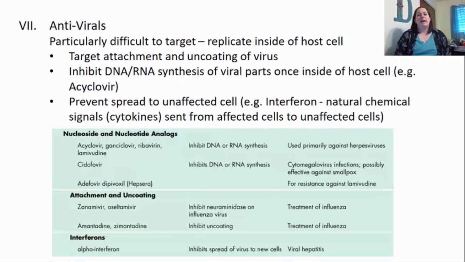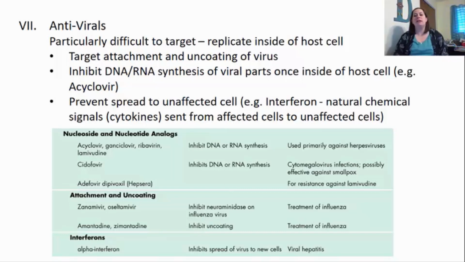Now we're getting to antivirals. Antivirals are particularly difficult to target because viruses replicate inside of our cells. And since they're inside of our cells, we have to have a way to get access to them. So the antivirals can target the attachment and uncoating of the virus. They could inhibit the DNA and RNA synthesis of the viral parts inside of the host cell. One really good example of this is acyclovir. We see that it also could prevent the spread to uninfected cells.